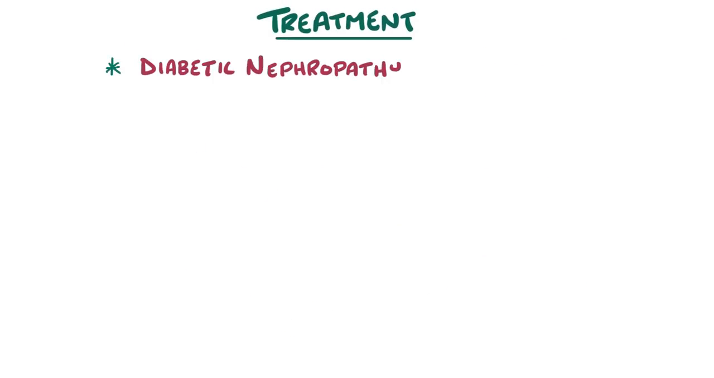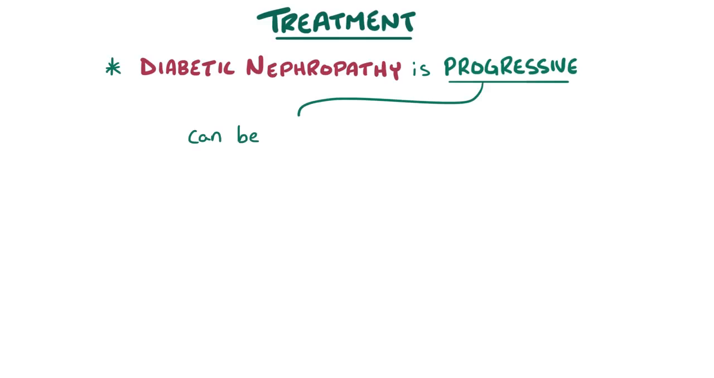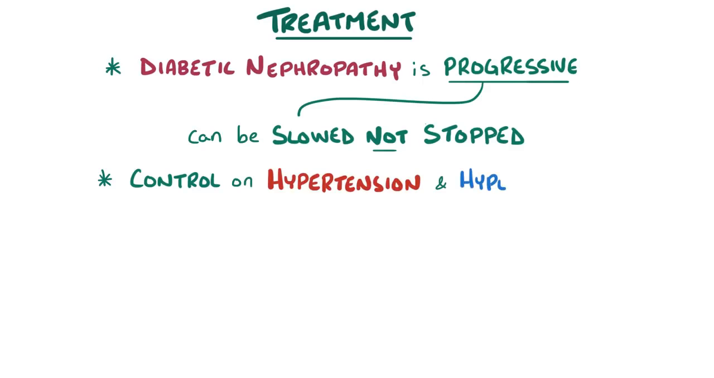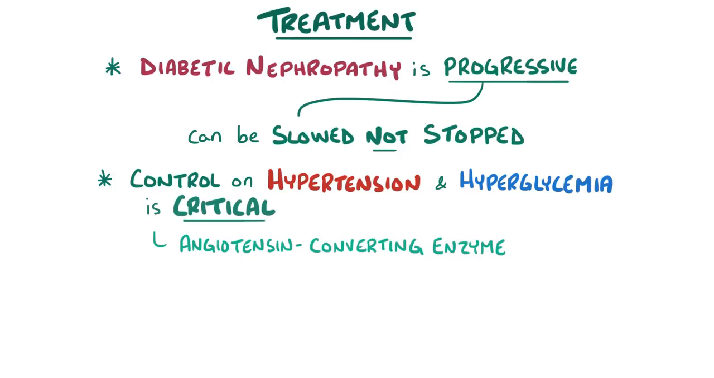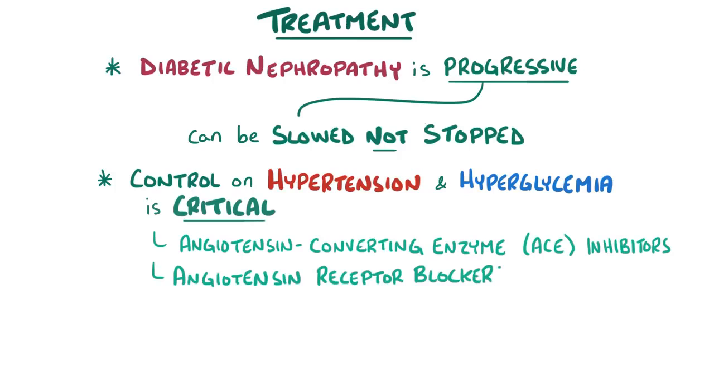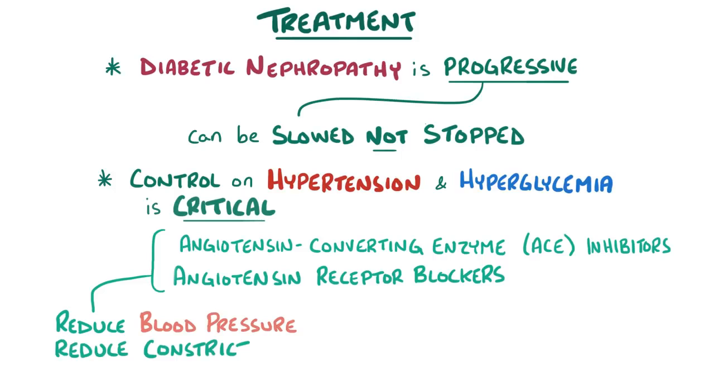Unfortunately, diabetic nephropathy is a progressive complication that can be significantly slowed down, but not completely stopped. Keeping tight control on hypertension and hyperglycemia is critical. Specifically, angiotensin-converting enzyme inhibitors, or ACE inhibitors, as well as angiotensin receptor blockers can be particularly useful. These not only lower blood pressure as a whole, but they also specifically reduce constriction of the efferent arteriole. By reducing this constriction, we reduce the pressure within the glomerulus, as well as the damage that comes from it.